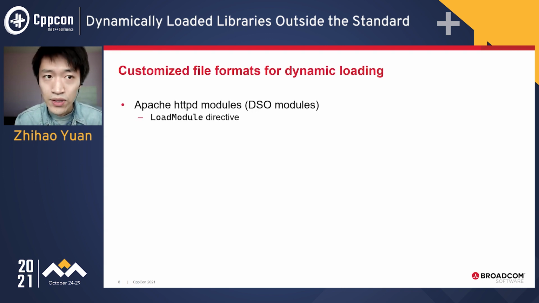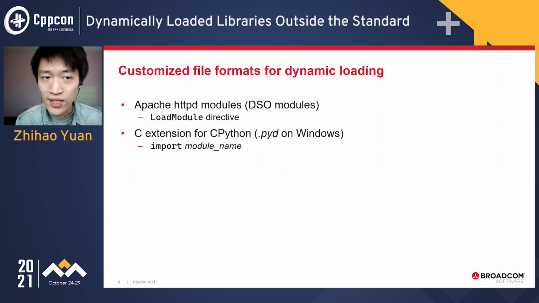For example, the Apache HTTP modules are DSOs certainly, and you can load them by using the LoadModule directive in the config files. CPython C extensions are also customized modules. They have their .pyd filename extension on Windows. If you do an import followed by a module name, you get the new module in the Python language.